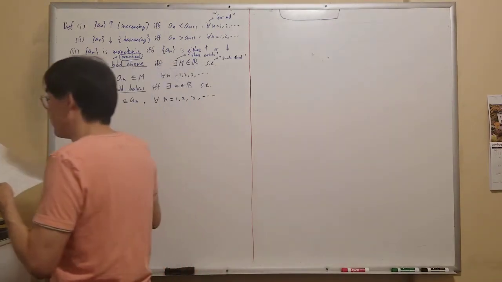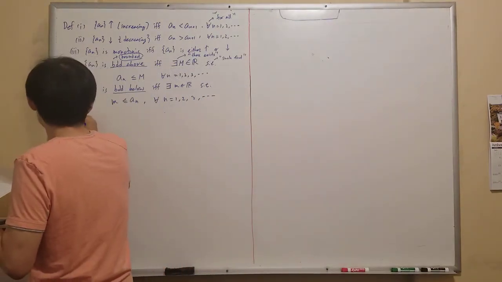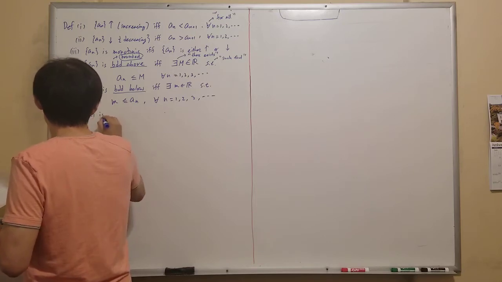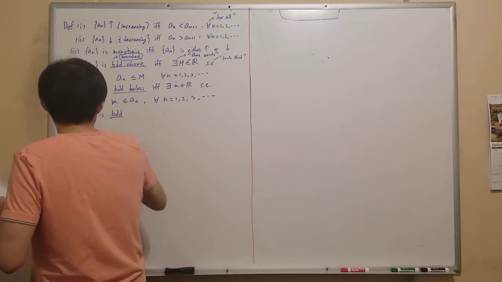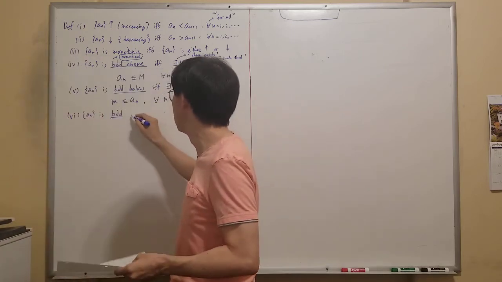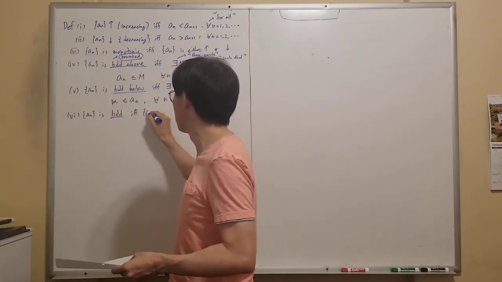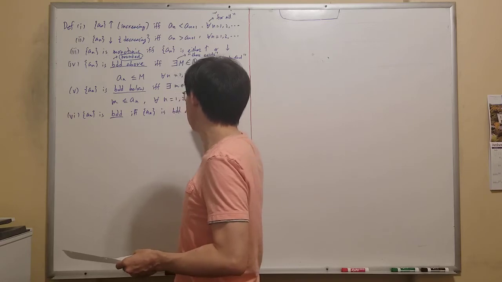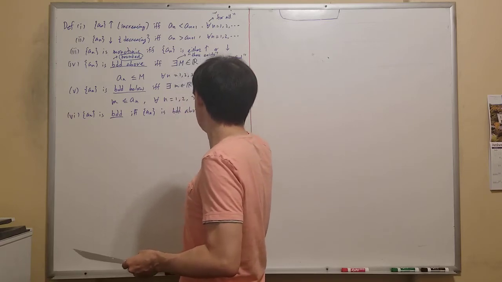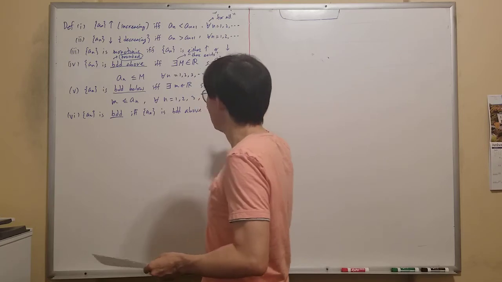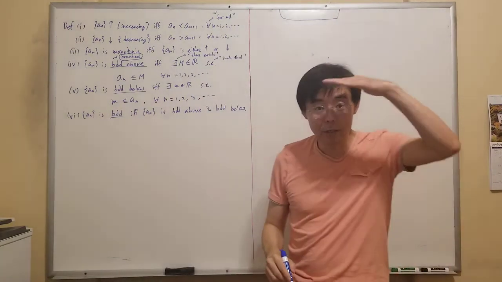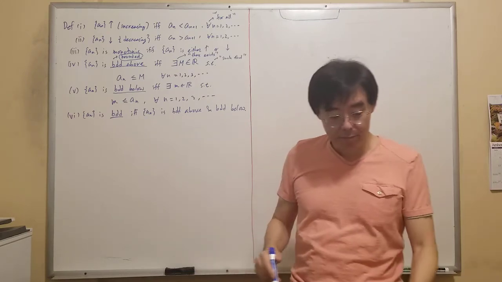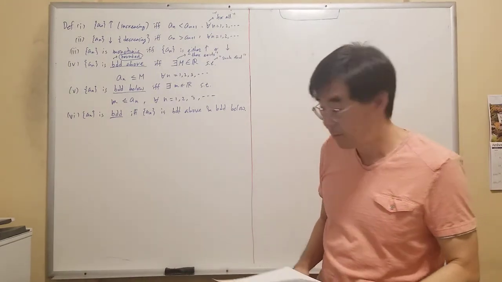Now, a sequence is called bounded if your sequence is bounded above and bounded below. So your sequence has both an upper bound and a lower bound. So they are bounded.